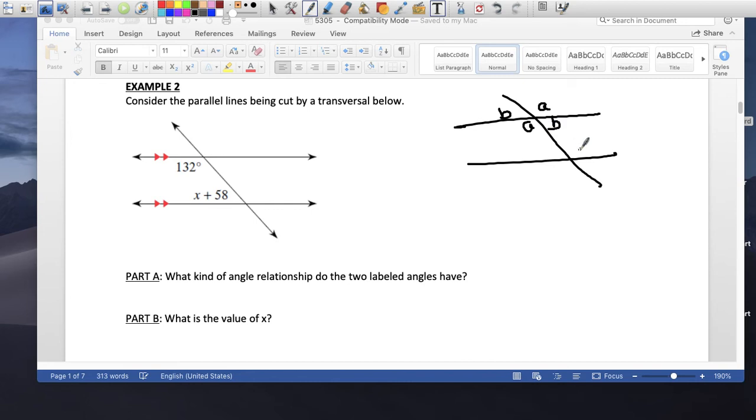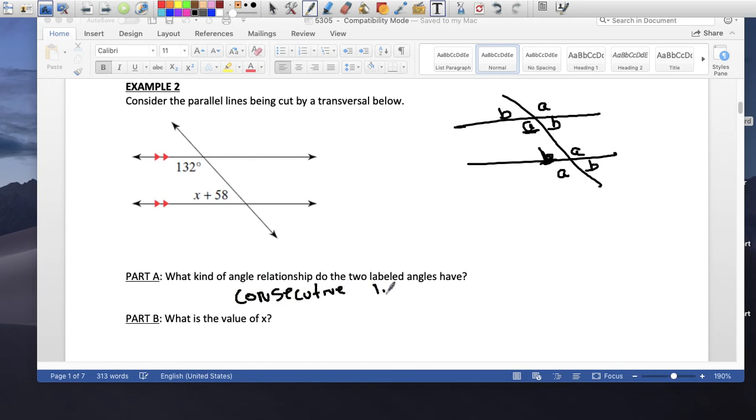So when they're different, what do we know? So the name actually is consecutive interior. Okay, and these are different, right? One is A and the other is B. So I know that 132 plus X plus 58 equals 180.